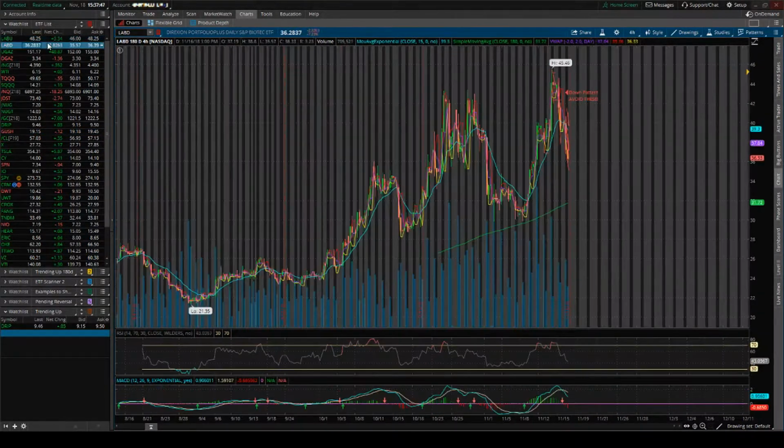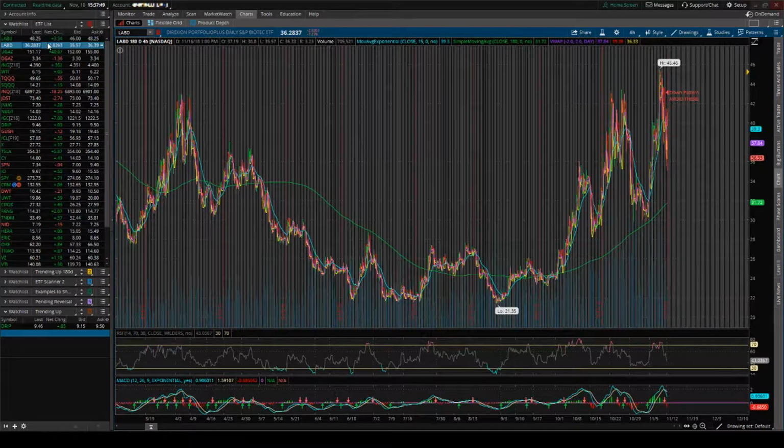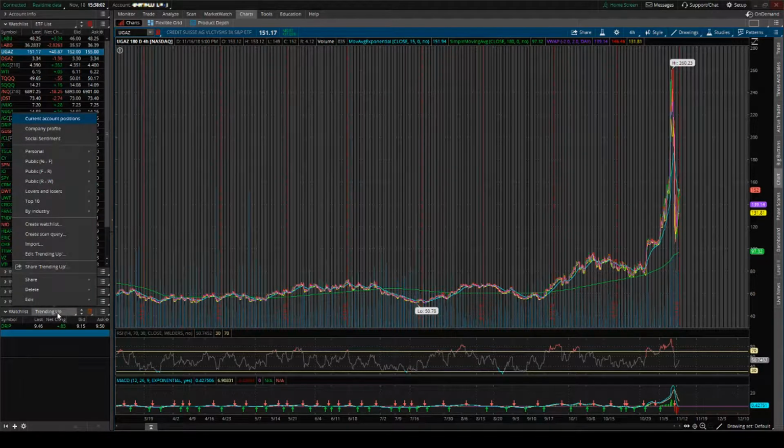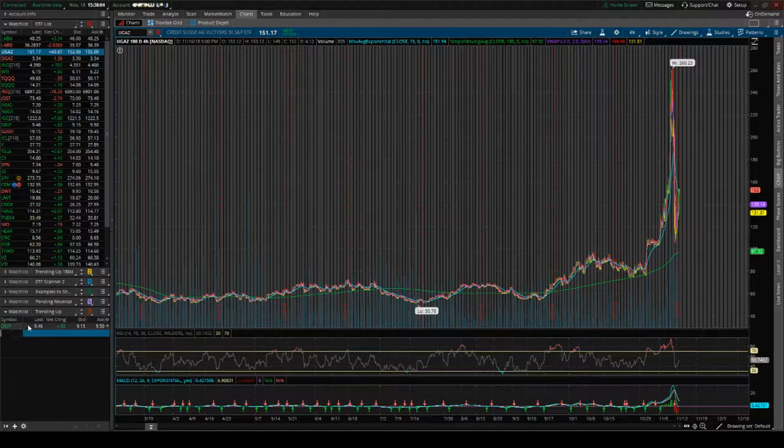So that's kind of what I do. I look at the 180-day 4-hour chart, and I just toggle through them, and anything that I see increasing over time, I put into another list. You can create another list and name it whatever you'd like, whether it's trending up or trending down, and populate that list with stocks that you're willing to invest in.